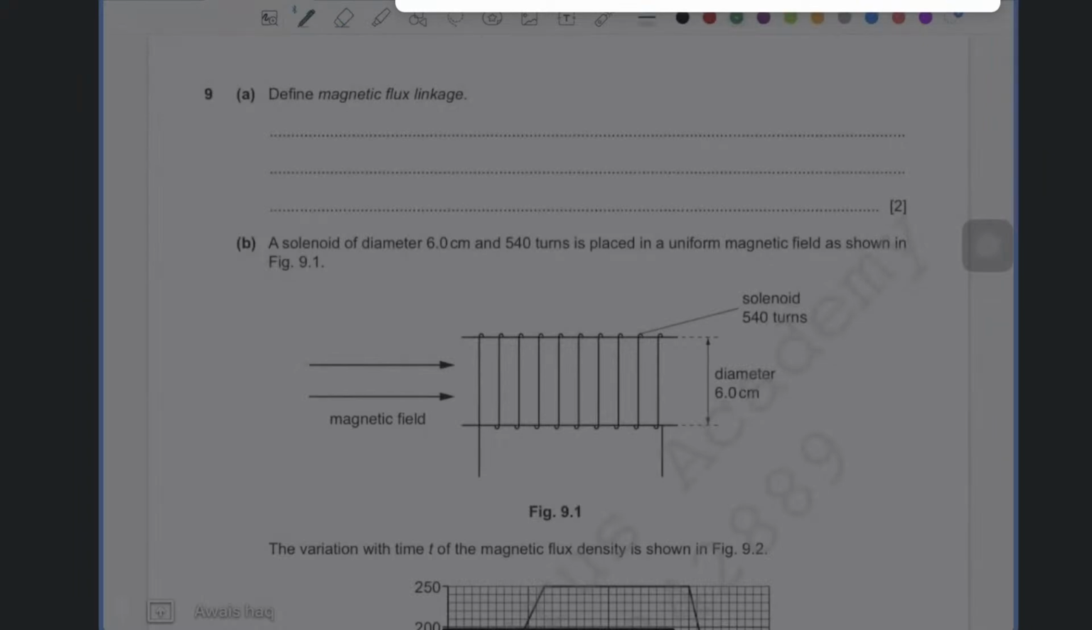Okay, so the formula of magnetic flux linkage is BAN. We're going to explain this. Magnetic flux linkage is equal to magnetic flux density times perpendicular area to the field times the number of turns, and this will give you 2 marks. Writing perpendicular usually gets 1 mark. Okay, is it clear everyone? Any question?